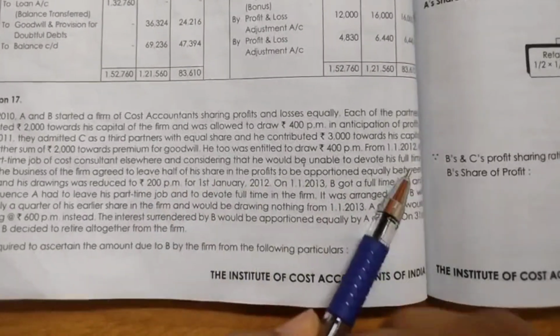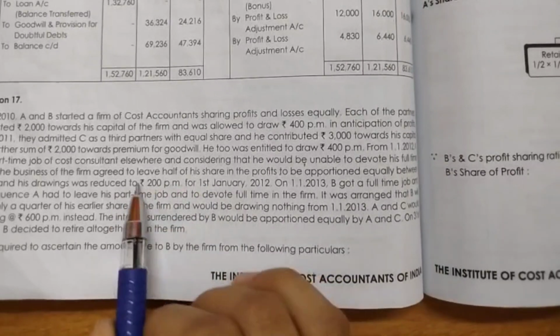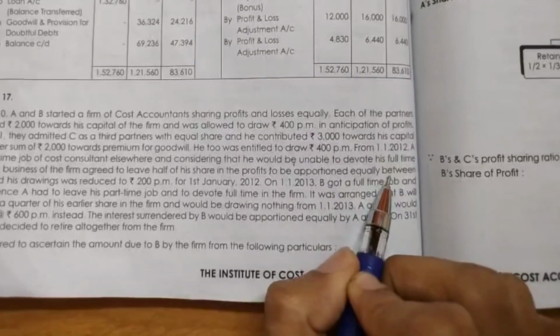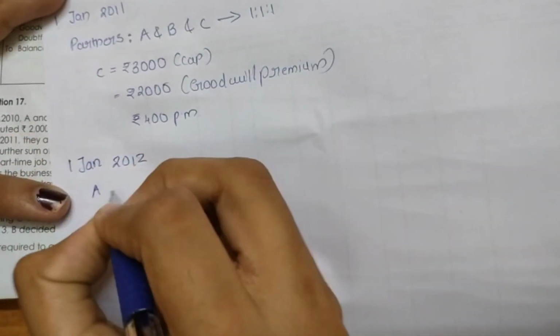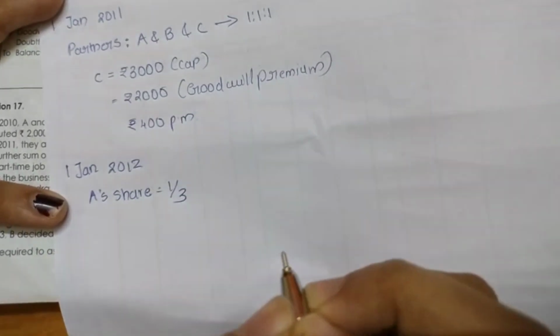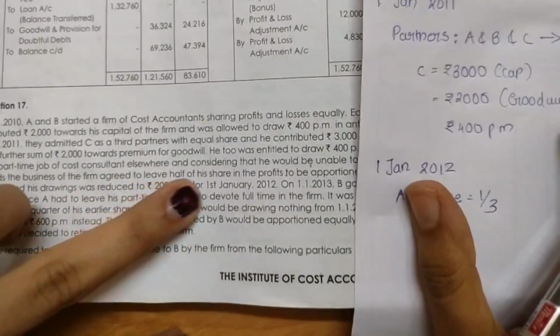So what happens when such a situation arises? A agreed that he is going to leave half of his share in the profits to be apportioned equally between B and C. What is A's share now? A's current share is 1/3, right? Now he's saying that half of his share is to be left and apportioned. So now let's take half of this share.